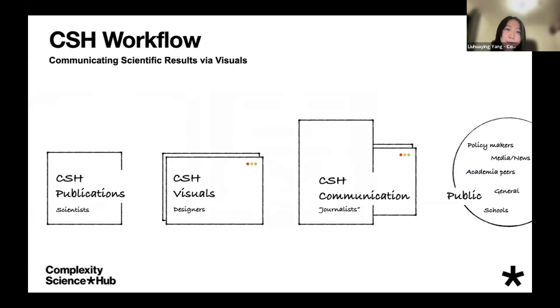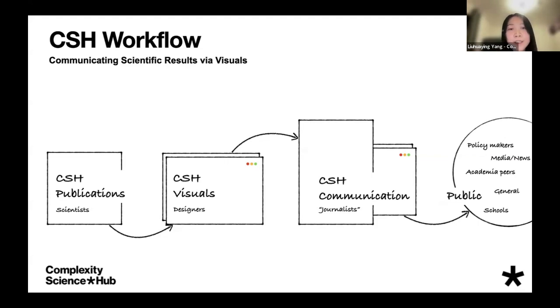Typically at the Complexity Science Hub, our workflow is that we have scientists who are dealing with research and data, and they bring those results and stories to our visual team. We have designers who also have coding skills, so we design and develop those stories together. Then we have a visualization communication team who pack things together and share them with the public and media. You can see from this flow that many kinds of roles are involved: scientists, designers, developers, and communicators, basically journalists.